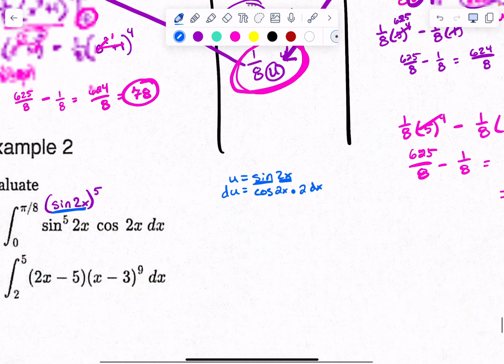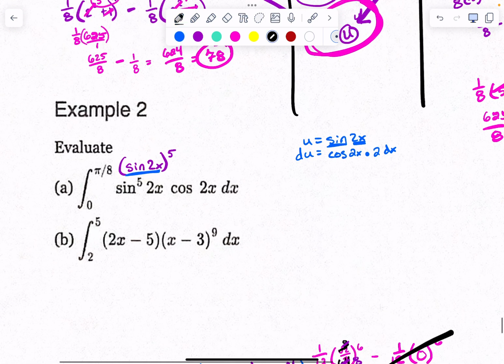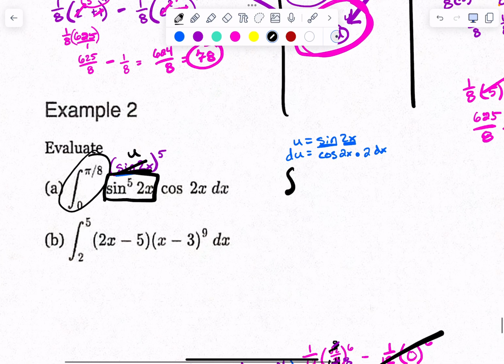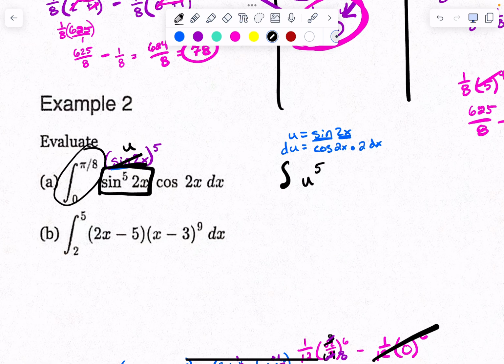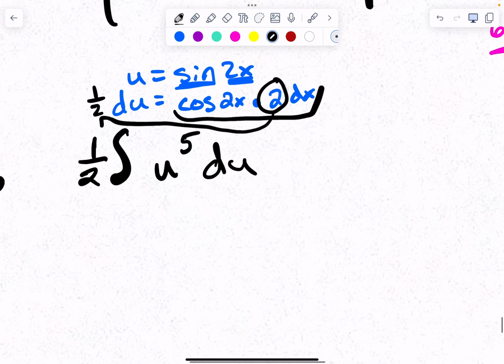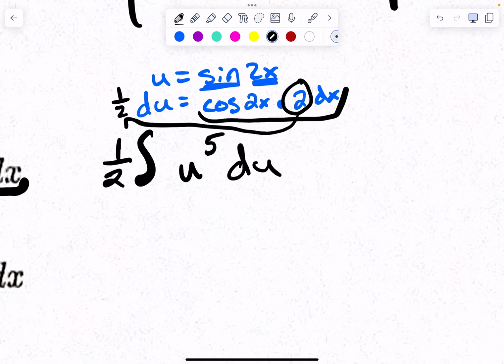Okay, and now I'm going to start to substitute. So I've got my integral symbol right here. This is sine of 2x to the fifth, but since we called that u, this is now u to the fifth. And then I've got cosine of 2x dx, and that's true, except I've got this extra 2 in there, which I need to bump to the other side. So I've got 1/2 du equals cosine of 2x dx. I bumped that extra 2 to the other side, the one that I don't need.